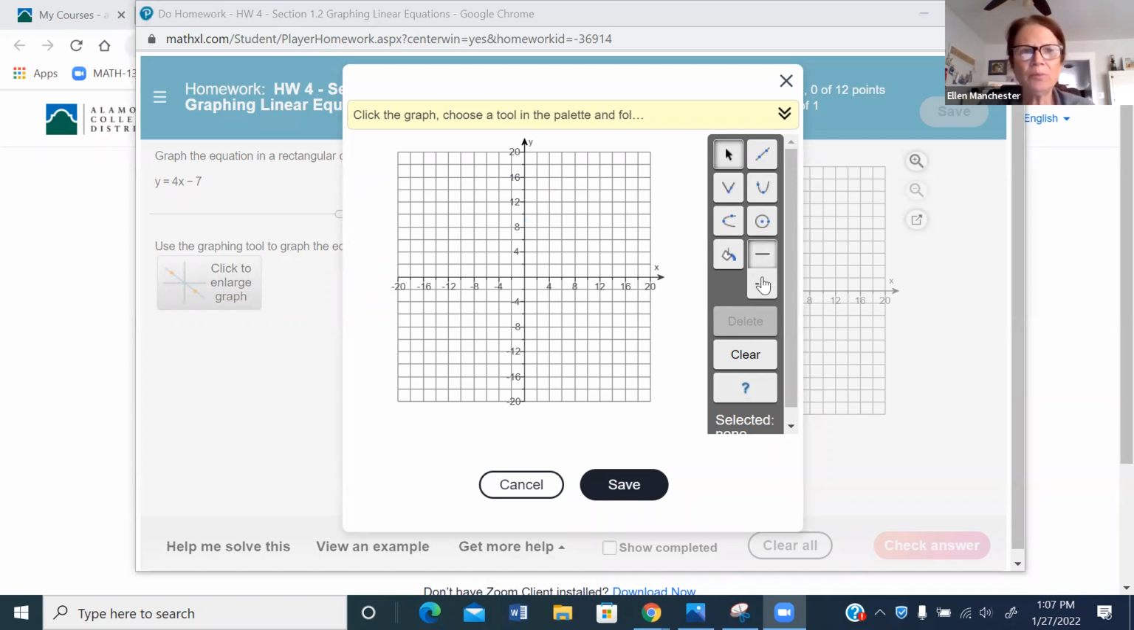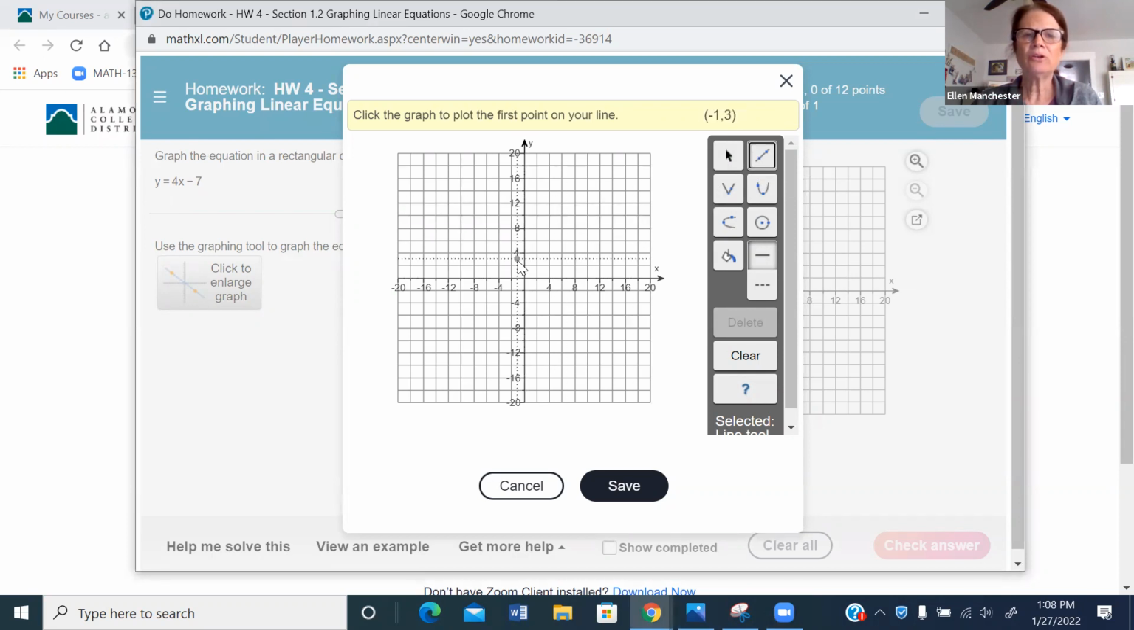The ones that are going to be important for you to know are this line here, which is a solid line, and that always means that the points on the line are included. This one is what's called a dotted line or a dashed line, and that means the points on the line are not included. In our case, since we're dealing with equals, we're going to use the solid line. Then you come up here and click on your line tool.